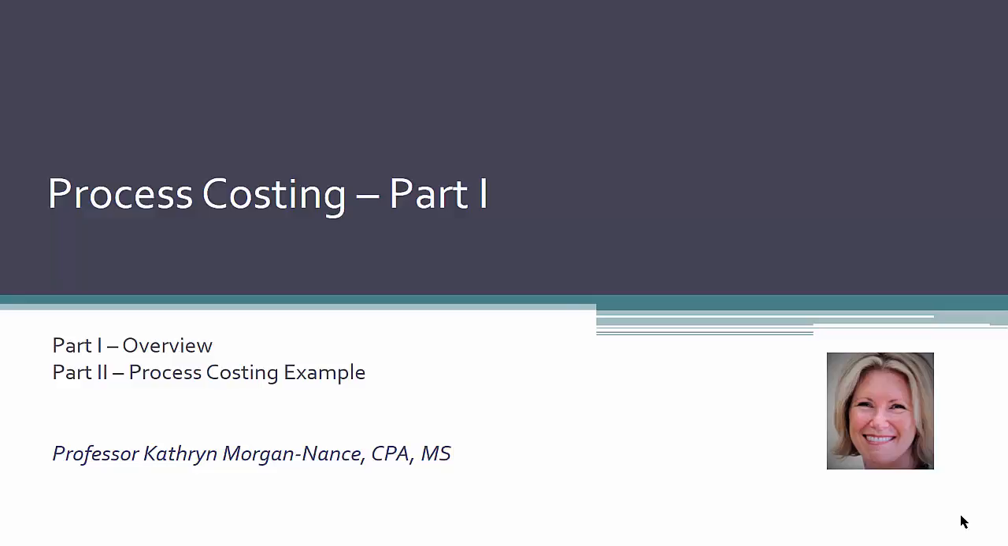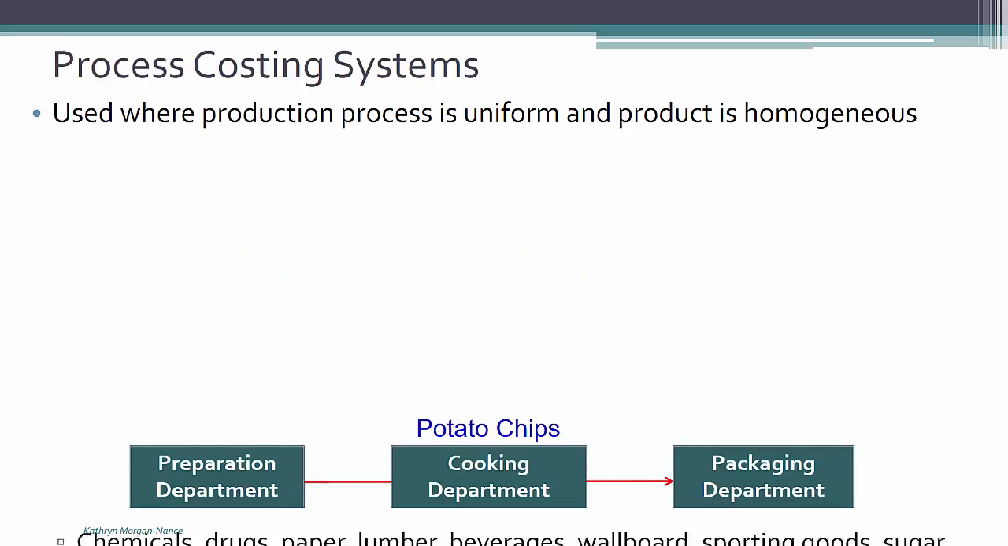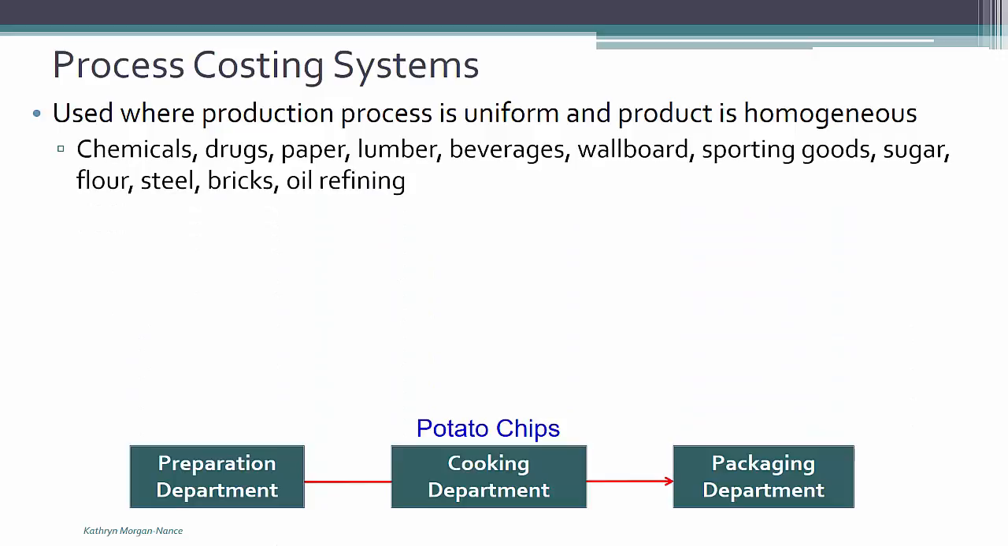In Part 1, we review basic concepts and manufacturing cost flows. In Part 2, we will walk step by step through a process costing example. Our discussion will be more meaningful if you already have knowledge of basic manufacturing cost flows in a job costing environment. Please refer to my job costing videos for more information. Let's start with some basic concepts.